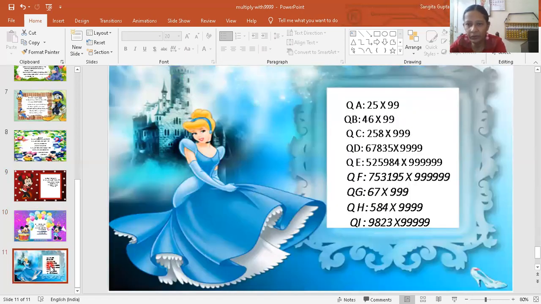Now I'm going to give you this practice sheet. You can do the rest of the questions on your own, and you can check them with the help of a calculator also. You will get the same result that you get using my tricks.